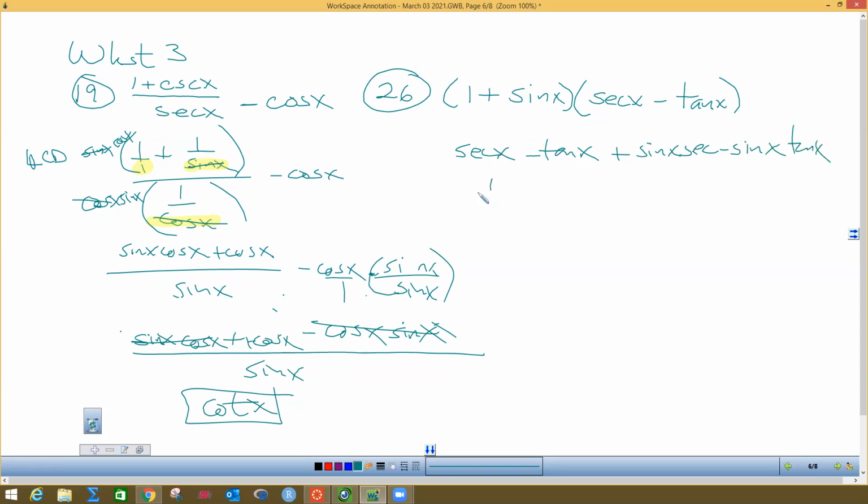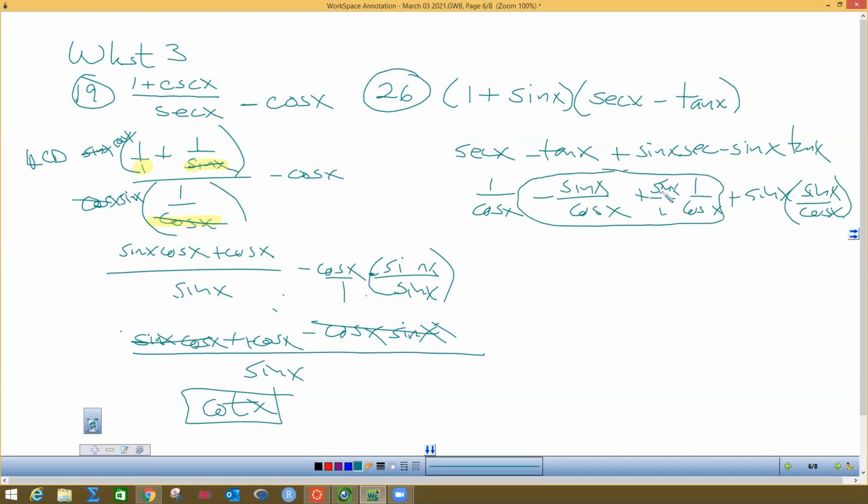And now I'm going to change all of these into sine and cosine. Okay, so if you look at these two right here, these both have a common denominator of cosine, and this is a positive sine over cosine, negative sine over cosine. Those cancel out, that's 0.